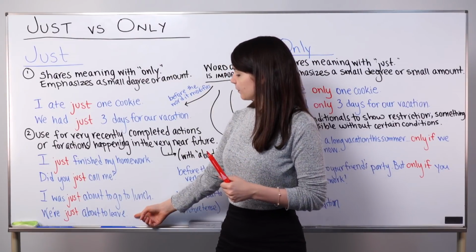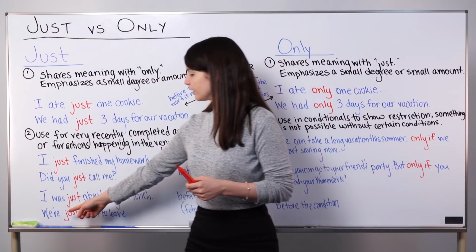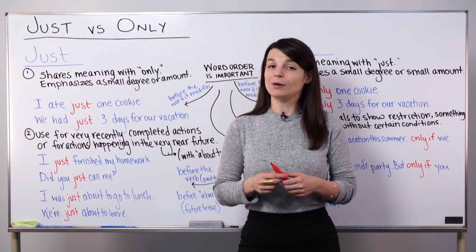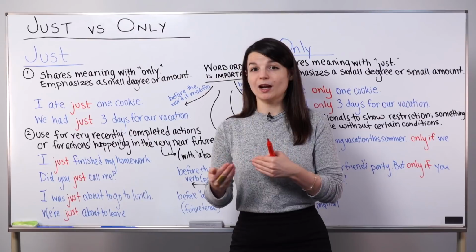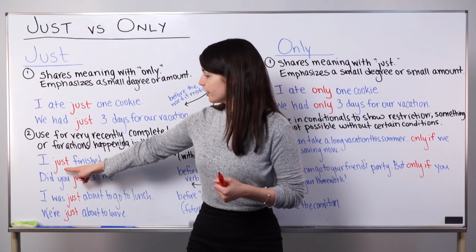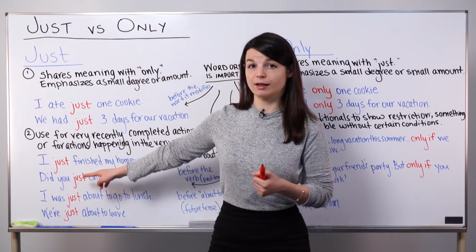Okay, this one, we're just about to leave. So this uses that present tense I was talking about. We are. We're just about to leave. So that shows that it's an upcoming plan for the very near future. Again, just appears before the verb here in the past tense examples.